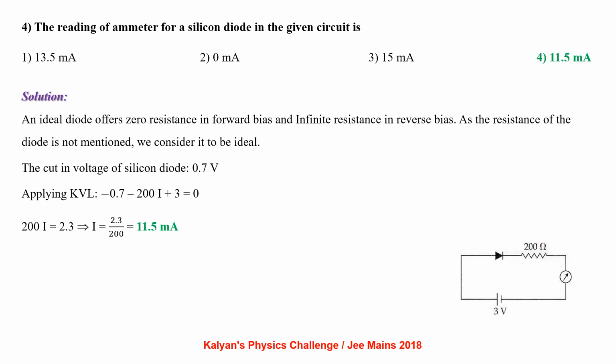The reading of ammeter for a silicon diode in the given circuit is: an ideal diode offers zero resistance in forward bias and infinite resistance in reverse bias. As the resistance of the diode is not mentioned, we can consider it to be ideal. The cut-in voltage of silicon diode is 0.7 volts. So applying KVL, we have minus 0.7 minus 200I plus 3 equal to 0, which gives us the current to be 11.5 milliampere.